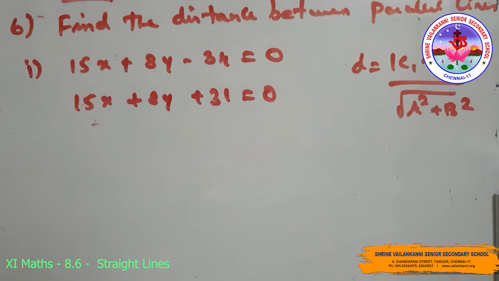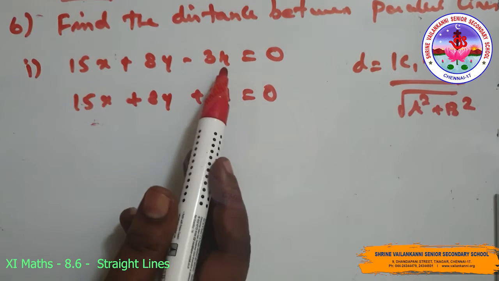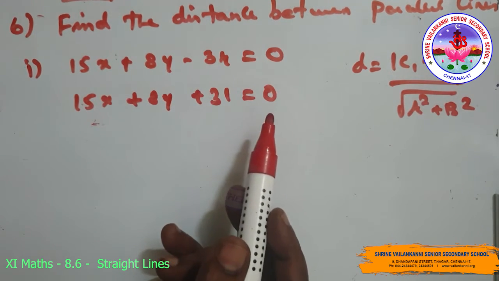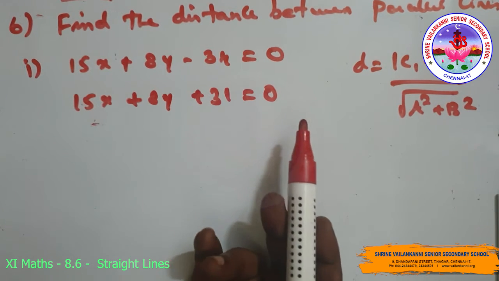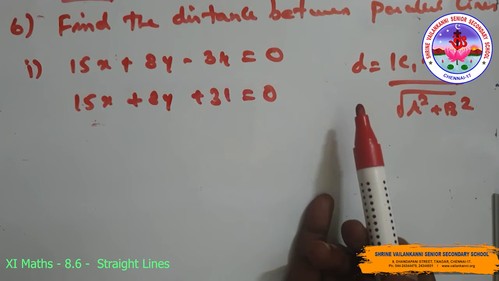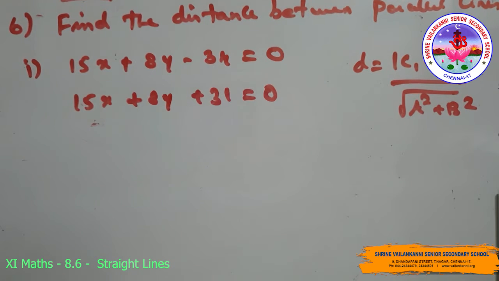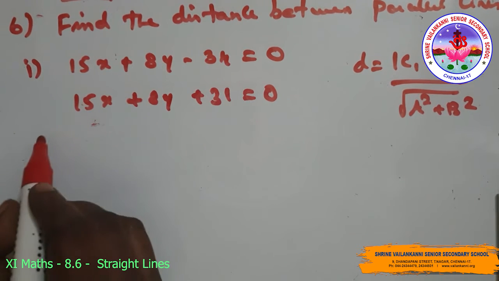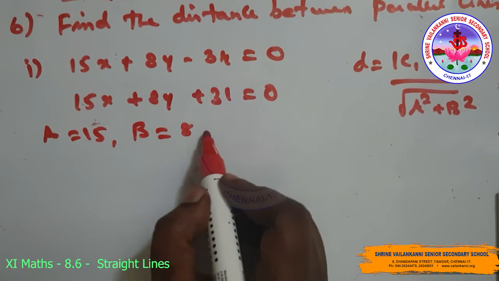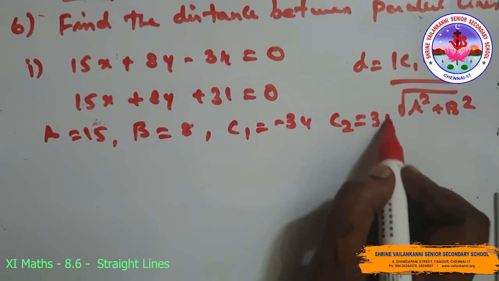6.1. Find the distance between parallel lines. First subdivision: 15x + 8y - 34 = 0 and 15x + 8y + 31 = 0. It is known that the distance between parallel lines is given by d equals modulus of c1 minus c2 by root of a square plus b square. Here a is 15, b is 8, c1 is -34, c2 is 31.